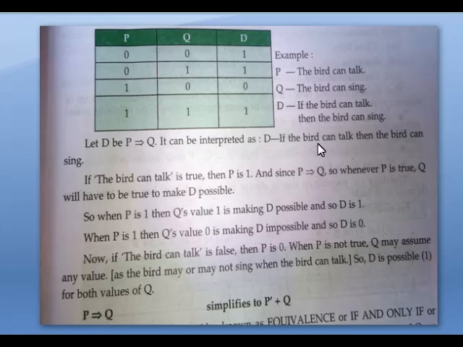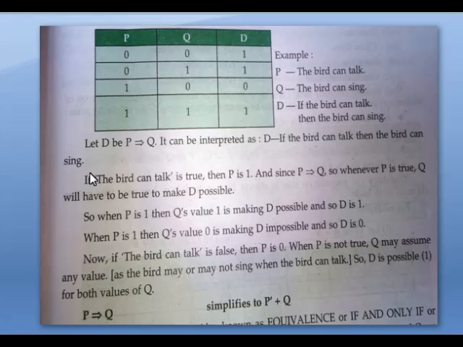Okay students, see, using statements we will write like this. P, the bird can talk. Q, the bird can sing. So we have to use the if-then connective. If the bird can talk, then the bird can sing. So these points you have to remember. Let P implies Q be interpreted as D. If the bird can talk, then the bird can sing.